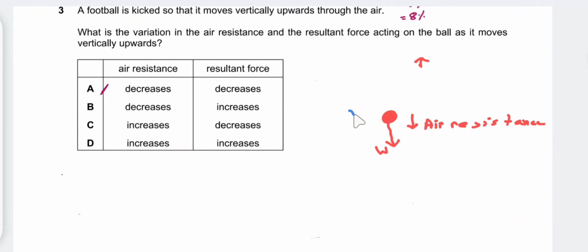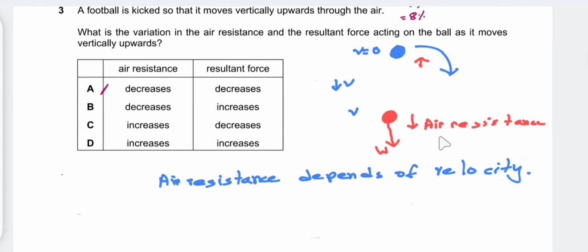So the object is moving upward and the air resistance is acting downwards. Initially it has a velocity of v. As it moves upward, it comes to a point where the velocity becomes zero, and the ball then moves downwards again. So we can see that the velocity decreases as the ball is moving upward. Since the velocity decreases, the air resistance also decreases, because air resistance depends on velocity. If the velocity increases, air resistance also increases. But for now, the velocity decreases until it comes to 0. Therefore, the air resistance also decreases.